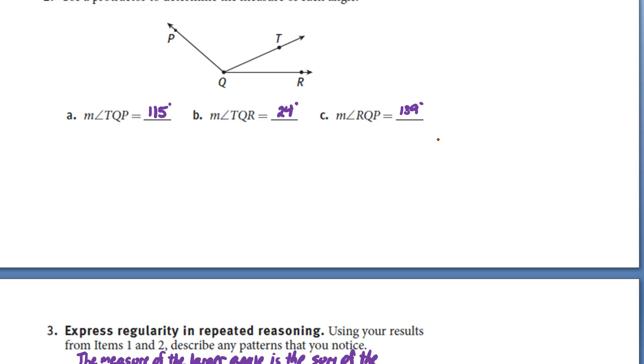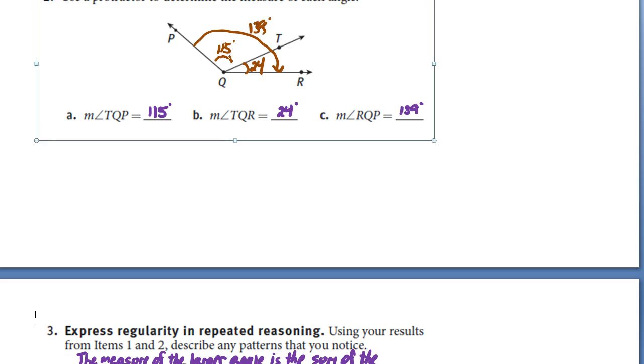So let me just scroll that back so we can see number 2. Please notice that angle TQP, this one right here, is 115 degrees. And that angle TQR, that's this one right here, is 24 degrees. And then the very large obtuse angle measured all the way across was 139. Do you see the relationship between these 2 angles that are inside of the large one? These add together to equal the large angle.